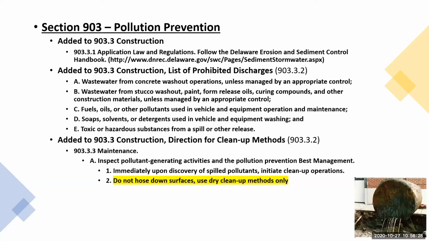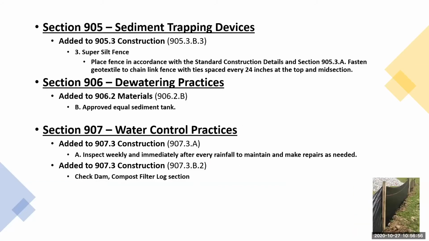The next 2 points were in the 2016 spec, but if you look at 903 now, it's just 1 page. It's very succinct. In the 2016 spec, it would say how to handle these washout operations. Now it just says, these are a list of your prohibited discharges. And then the list is there. And also under cleanup methods, just very clear here, do not hose down surfaces after spills and use dry cleanup methods only. So again, just a lot of clarification.